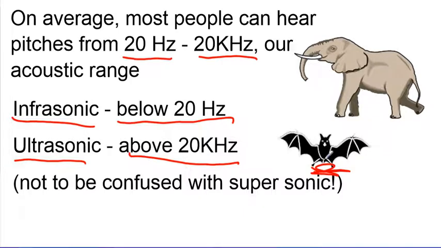And now you want to be careful with this. This is not the same as supersonic. Supersonic is different. The infrasonic, ultrasonic, and our acoustic range, these are frequencies of sound. When people talk about supersonic, this is talking about speeds or velocities. So it's going to be very different. We'll talk about that in a little bit.